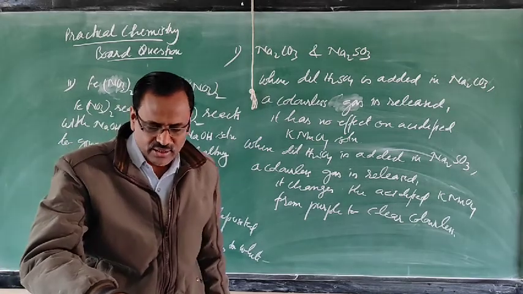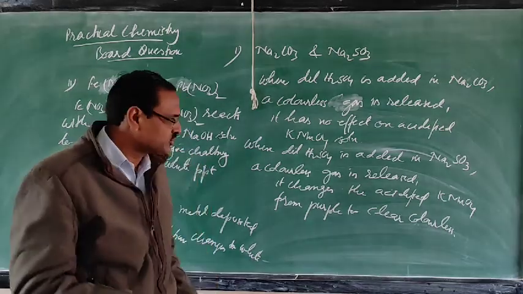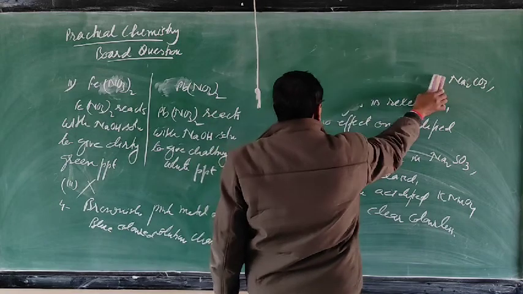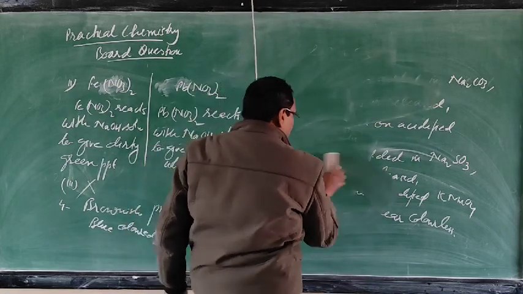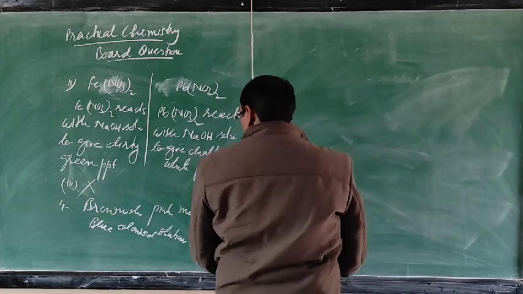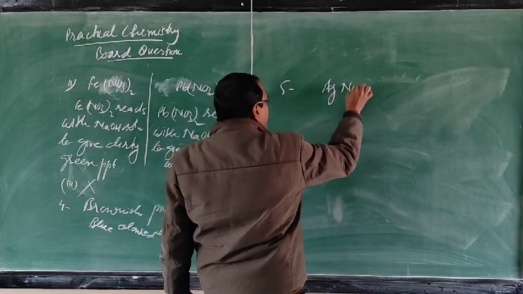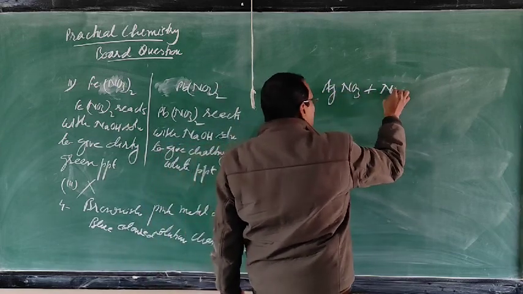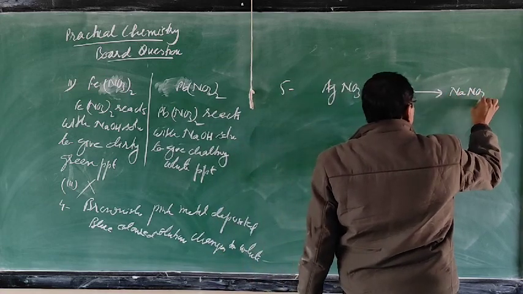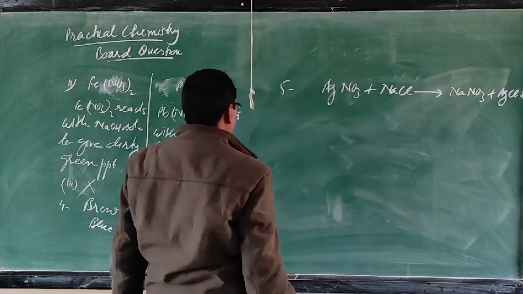So that's it. Now the fifth one: give a balanced equation for the reaction between silver nitrate and sodium chloride. This will give NaNO3 plus AgCl. So now 2012 is over.